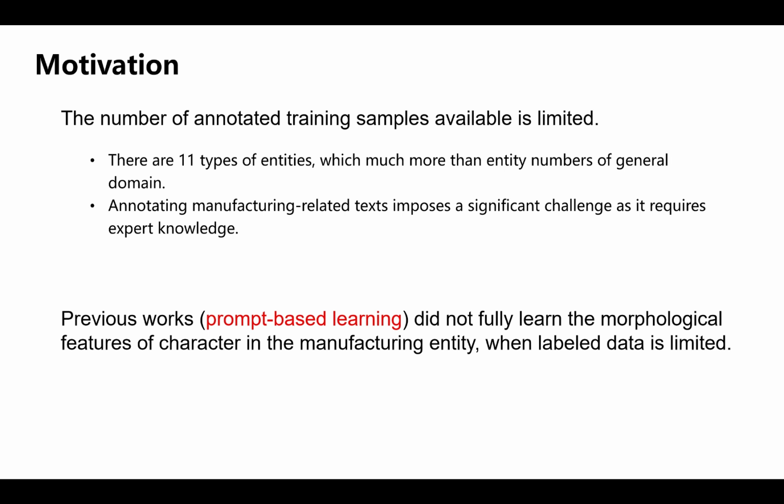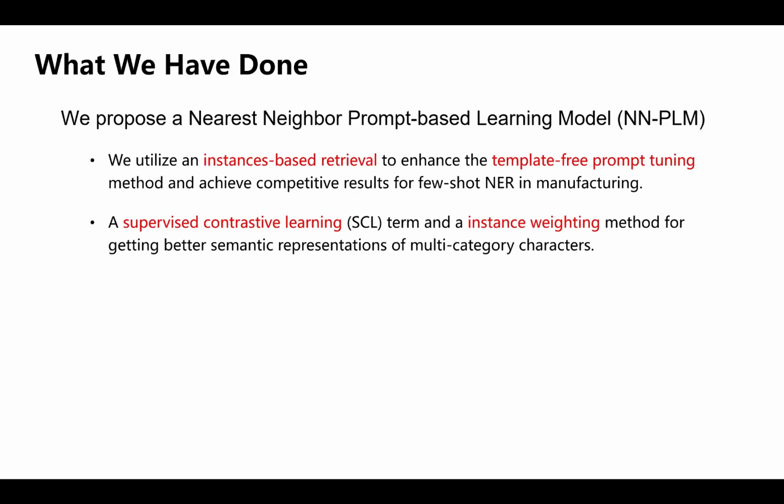Recently, prompt-based learning has succeeded in few-shot NER by exploiting prompts as task guidance to increase classification efficiency, but these works did not fully learn the morphological features of characters in the manufacturing entity when labeled data is limited. To address these issues, we propose a nearest neighbor prompt-based learning model, NenPlm, which utilizes instance-based retrieval to enhance the template-free prompt tuning method and achieve competitive results for few-shot NER in manufacturing.